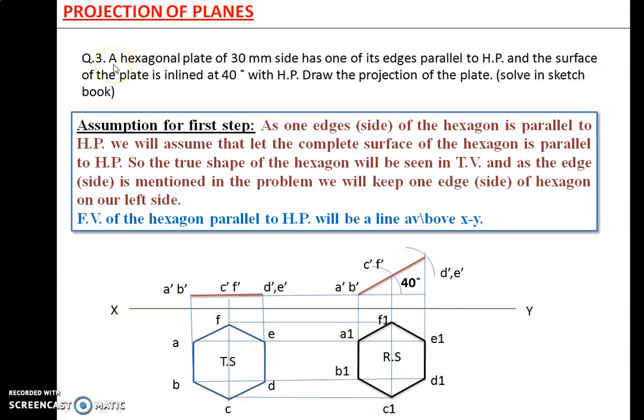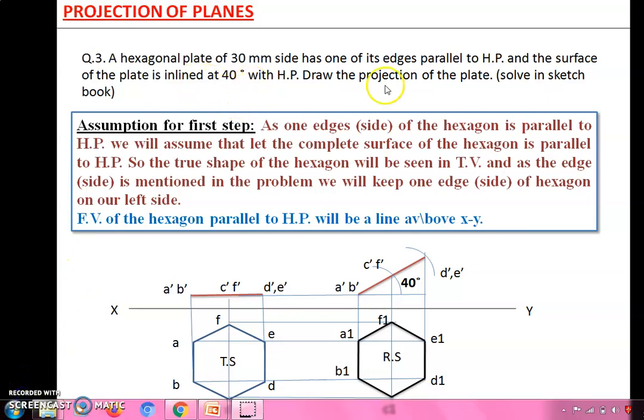Now let us go through the last problem of condition number 3. A hexagonal plate of 30 mm side has one of its edges parallel to HP and the surface of the plate is inclined at 40 degrees with HP. Draw the projection of the plate.